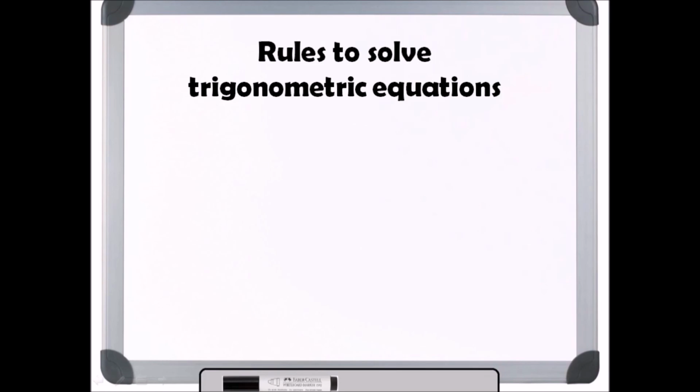We will go through these rules as we attempt this example, as this is the best way to learn. In this example, we are required to solve sine of 2x equals negative half, where x is between 0 and 2 pi.